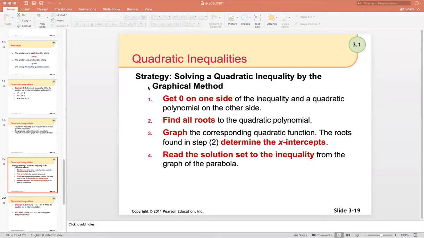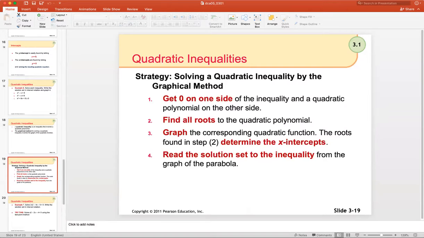So I'm going to study two methods. The first one, as you can see, is the graphical method. The second one is the test point method. Those two methods are similar, but the only different thing is that in the graphical method, we figure out the solution interval, the solution set, by reading the graph of quadratic functions.